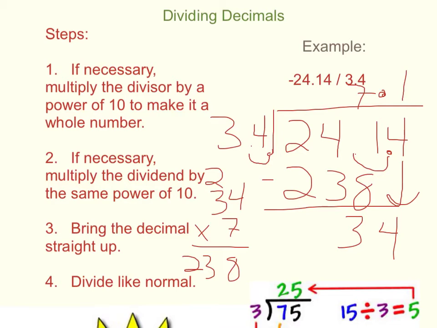Therefore, our quotient is negative 7 and 1/10, because we knew at the beginning our quotient would be negative, because a negative divided by a positive is a negative. Please take a moment to pause this video and record this example in your notes.